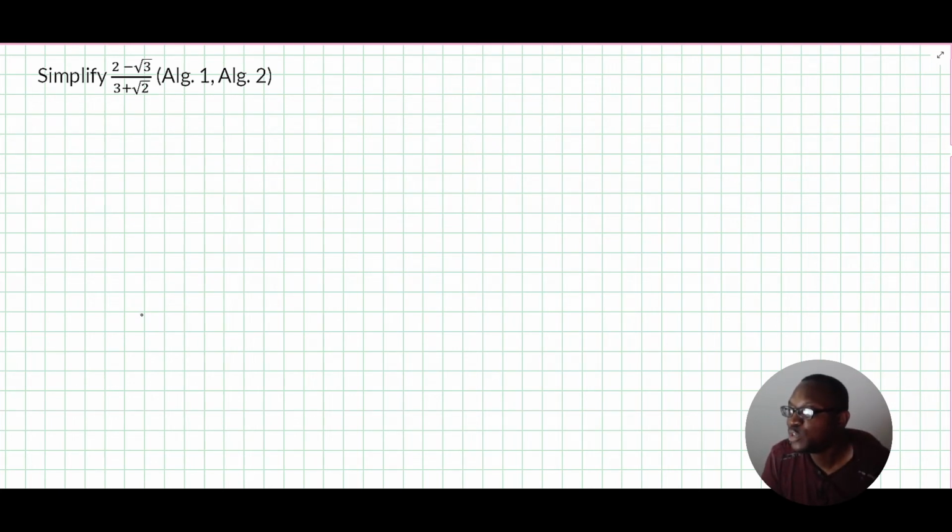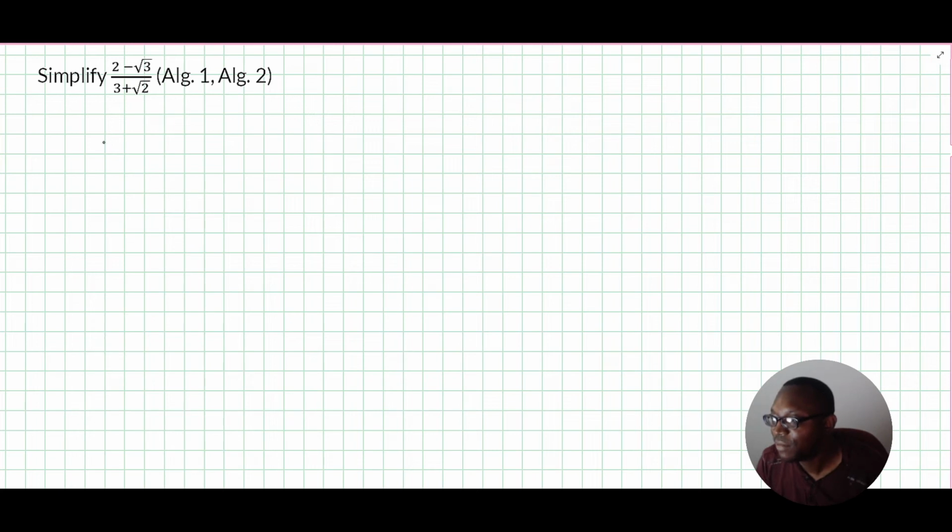As a rule, we don't like to have irrational numbers in our denominator. So whenever you have an irrational number in your denominator, generally we want to do something about that. Let me just go ahead and show you this so we can get to our quizzes, our puzzles.